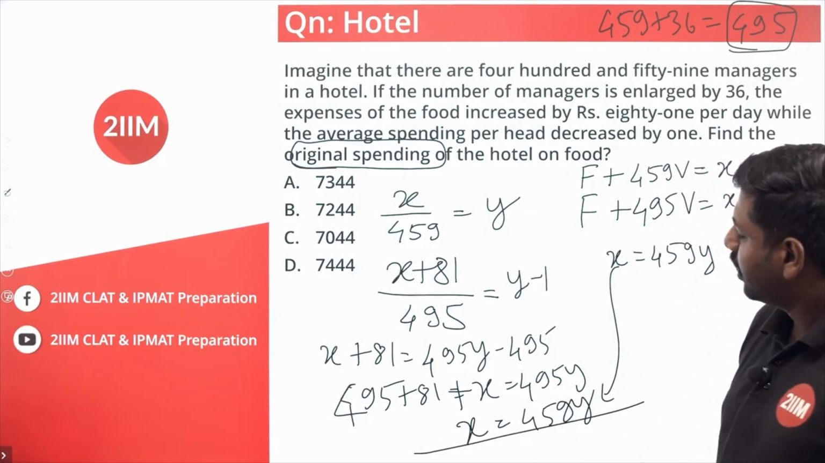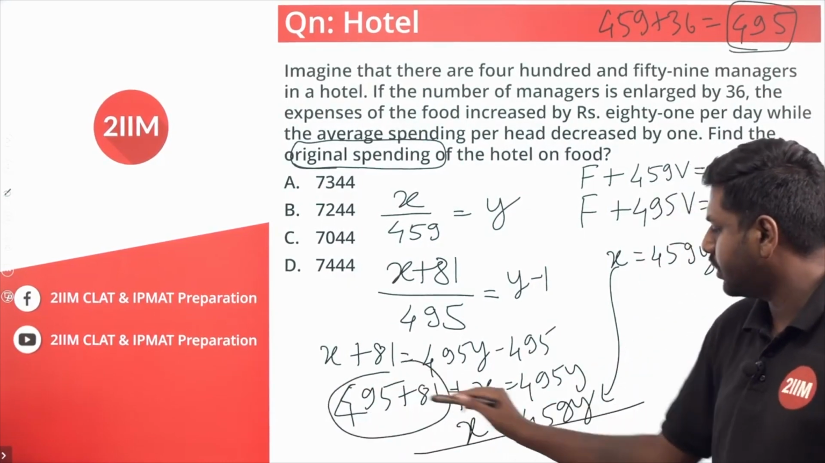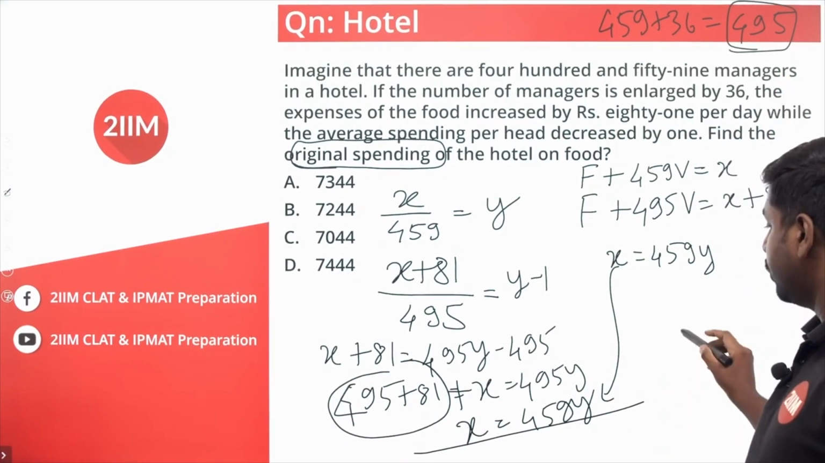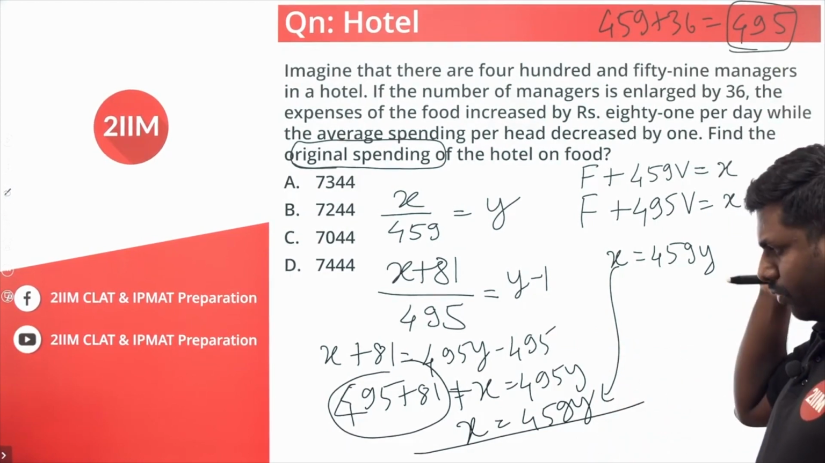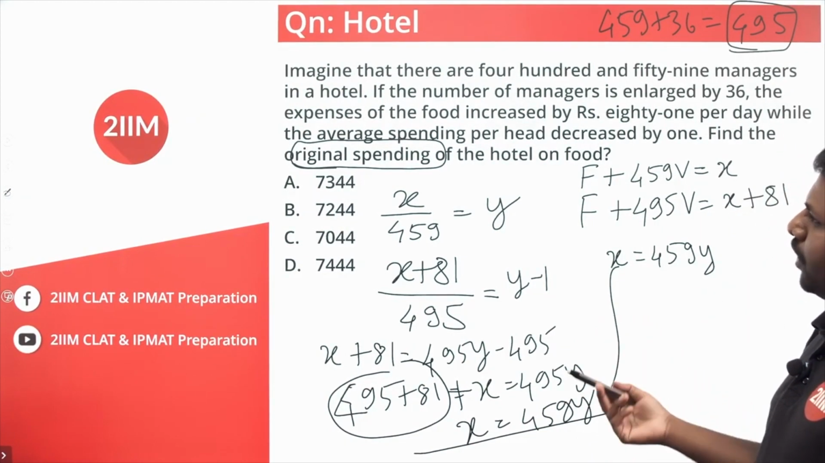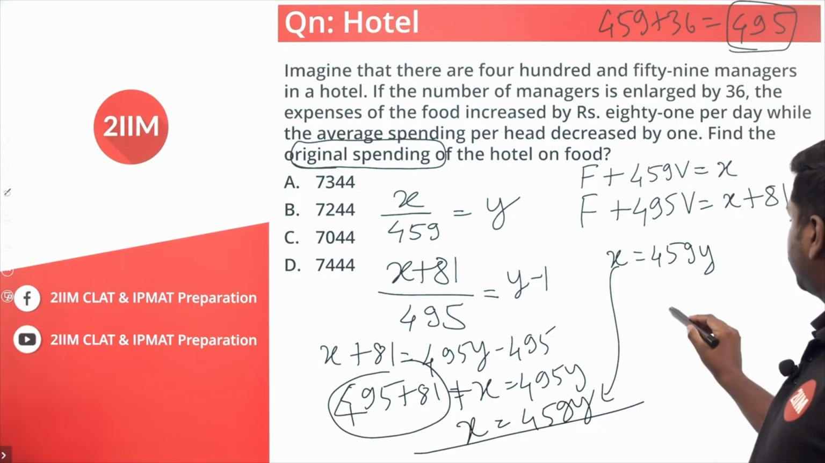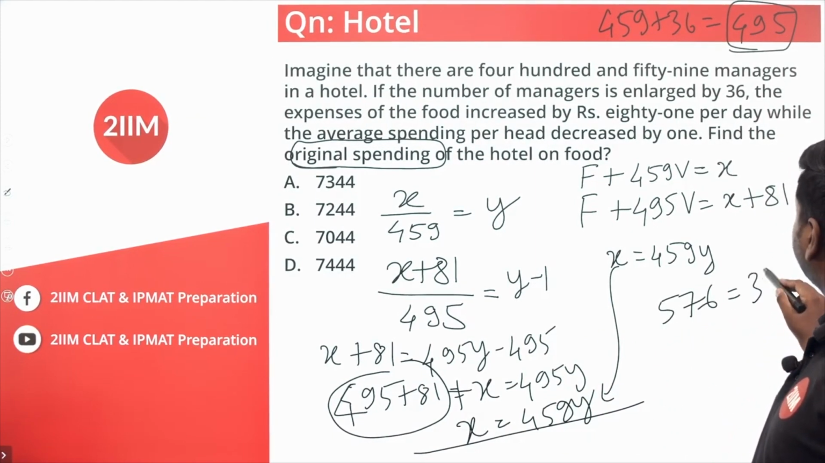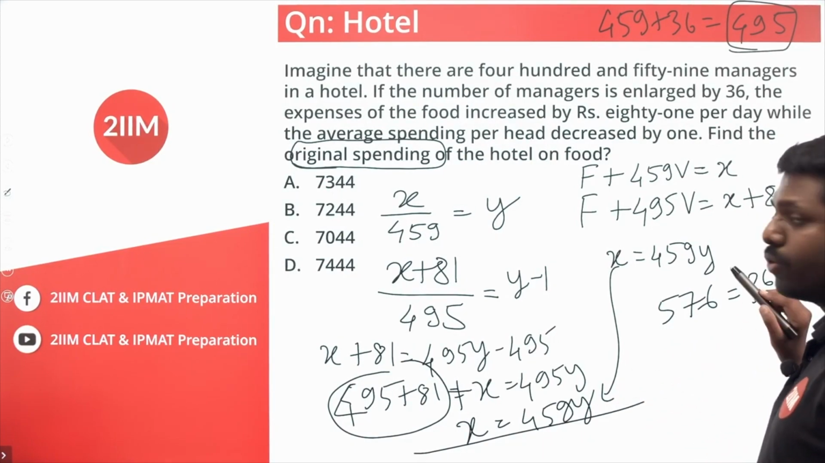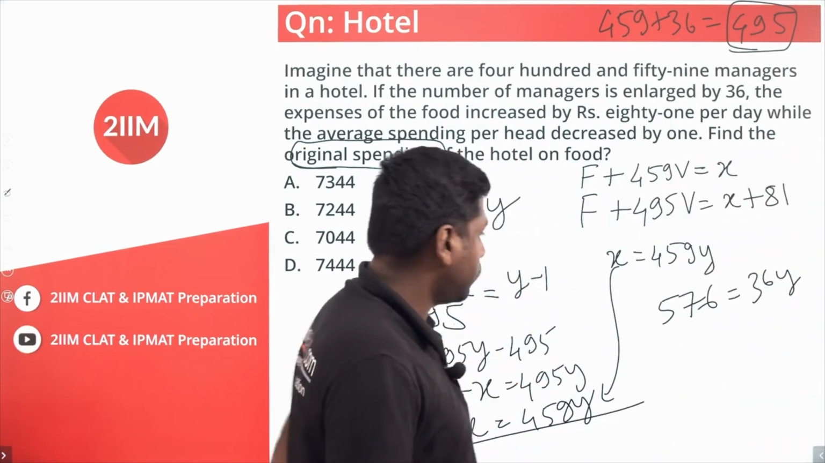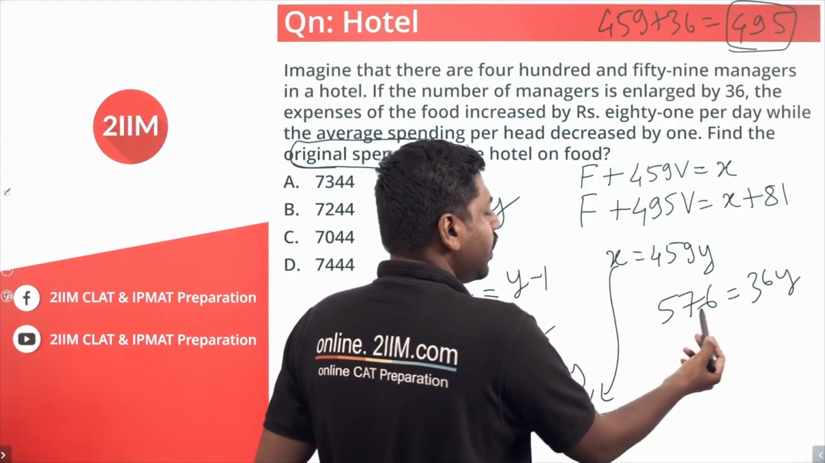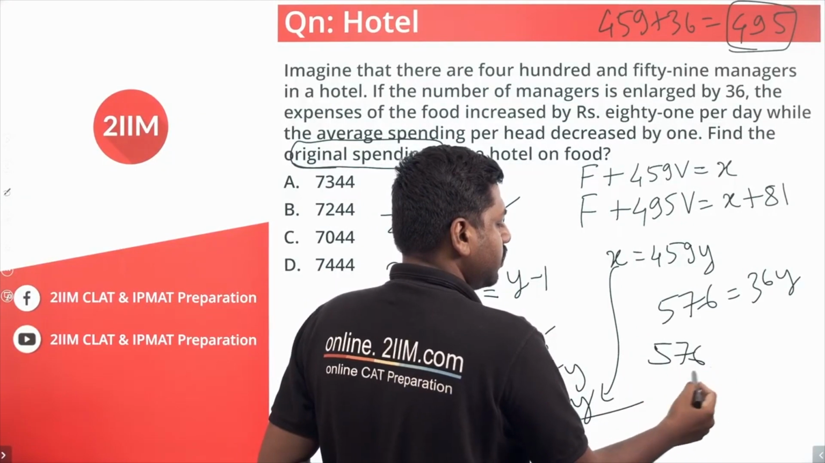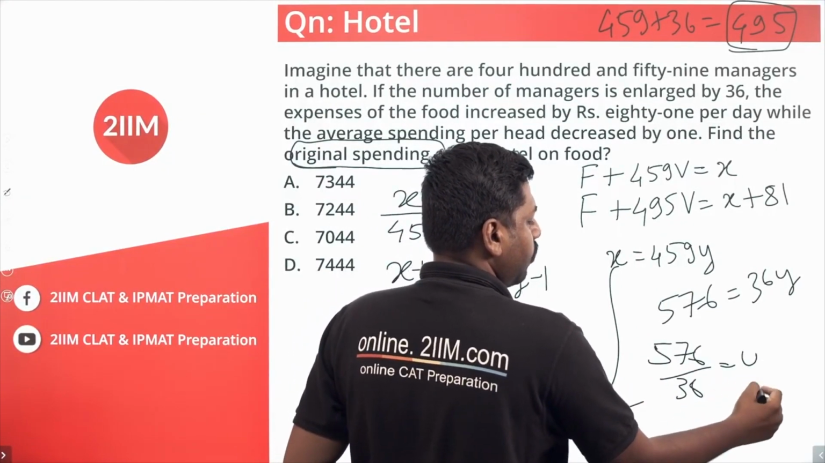Now I can subtract. These terms stay as they are. X gets cancelled. 495 minus 459 will give you 36. So 495 plus 81 is 576. So 576 is equal to 36y. If you subtract these two, you will get this. 576 is 36y. Looks like this will be divisible by 6, so let me try that. 576 by 36 is equal to the value of y.